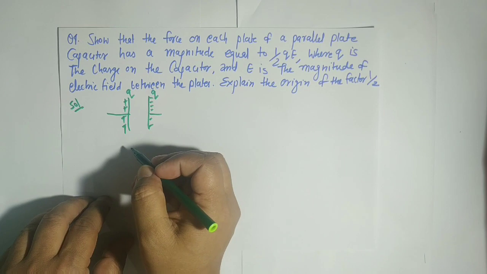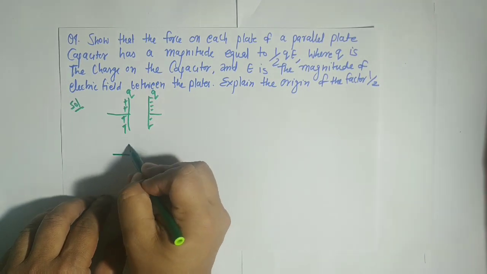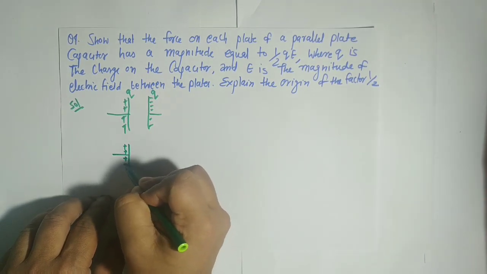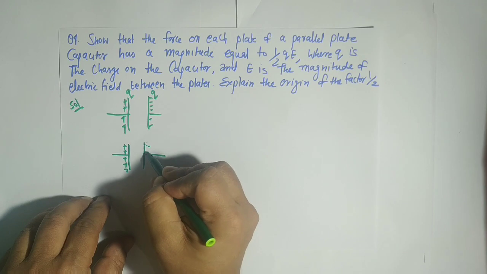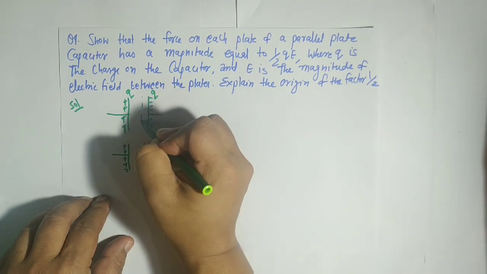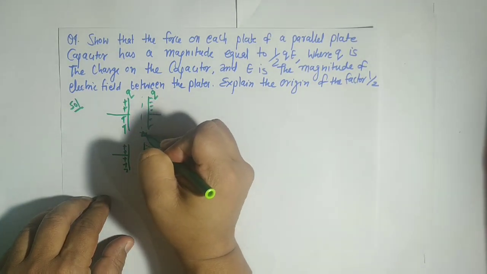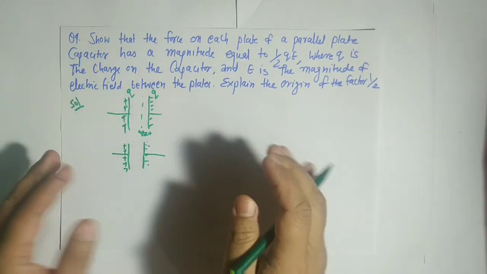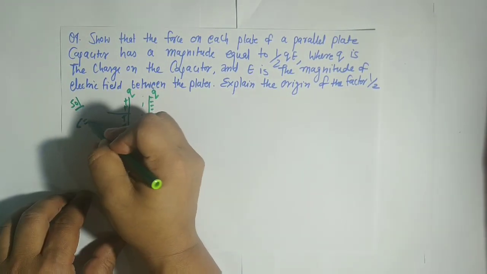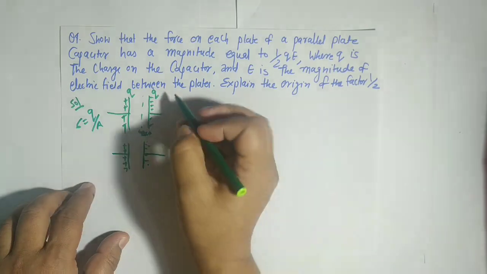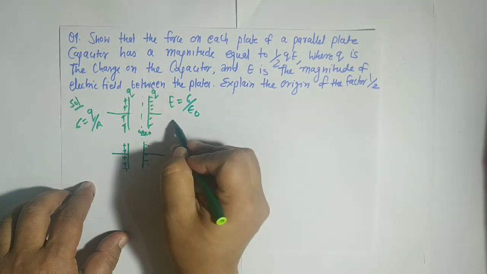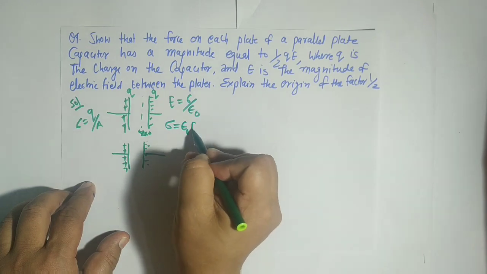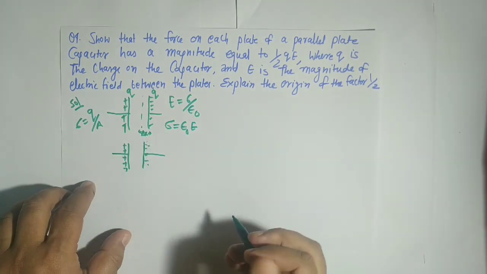You know that there is a force between the plates. One plate exerts a force on the other, so certainly there will be work done. Say this is the plate, and there is a change, delta x. They attract each other. And sigma is Q by A, and all of you know that the electric field is sigma by epsilon naught. So sigma can also be written as epsilon naught into E. These things are already there.